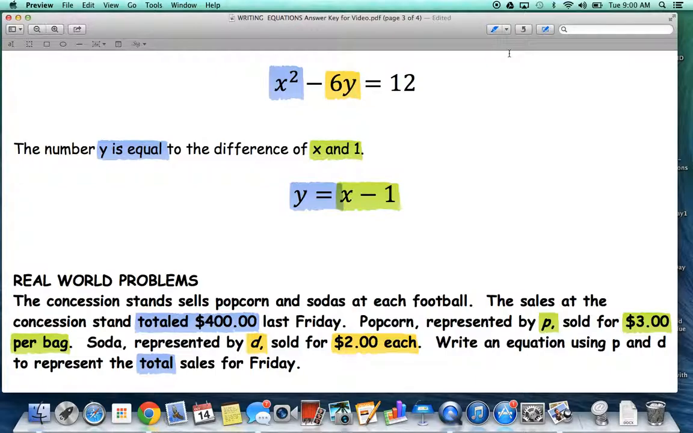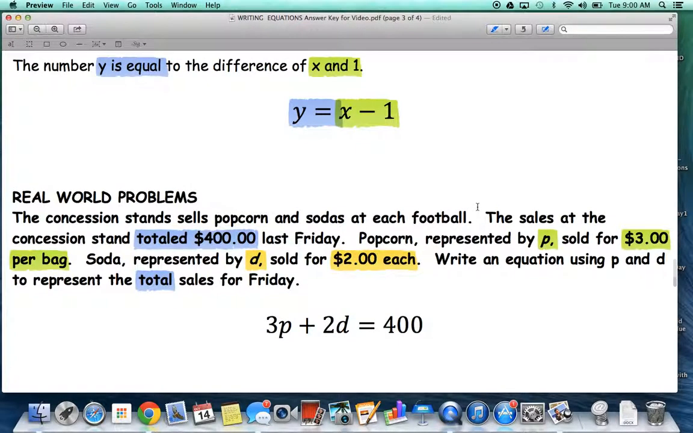So my equation is going to end up looking like this. Multiplication for my popcorn is going to be 3P. Multiplication for my soda is going to be 2D. And my total altogether equals $400. And remember, we add to get that.